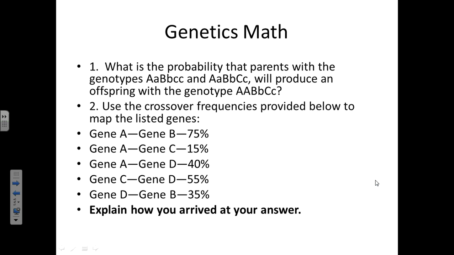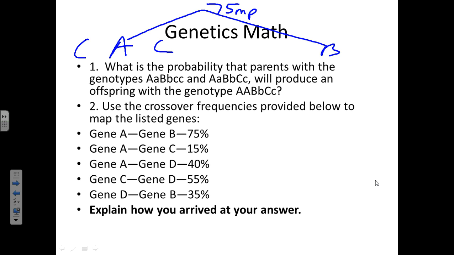So let's do number 2 here. The way I like to work these is to find the two that seem to be the furthest apart. And those would be which two? A and B, because they cross over 3/4 of the time. And I'll write those on either end. Go ahead and label if they cross over 75% of the time, or sometimes we might say 75 map units. Then I pick one that's close to either end. Which one's the closest to either one of those? C. Now C could be here somewhere, or C could be over here. And which one is it?